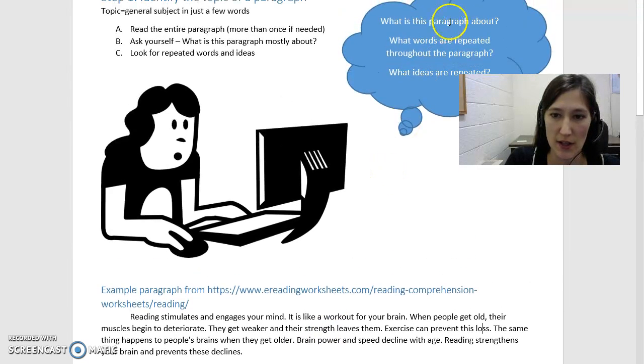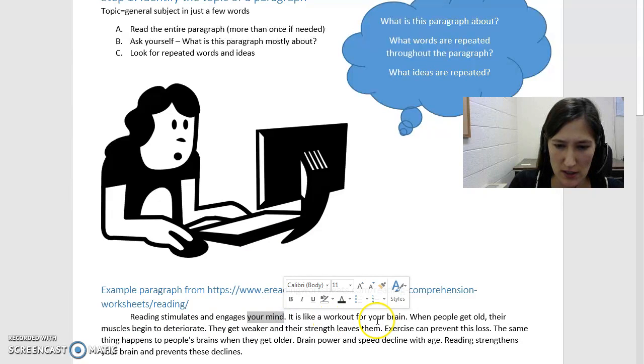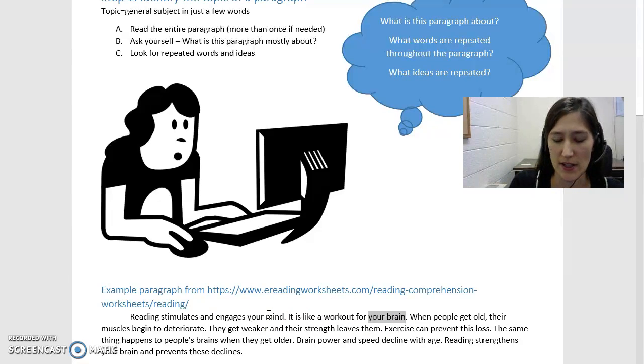Okay, so let's go through our thought process. What is this paragraph about? It's about reading. Is it just about reading? Let's think, what words are repeated? What ideas are repeated? So reading, your mind, your brain, well, your brain and your mind, it's really the same thing. So that's a repeated idea. Muscles become weak. Exercise prevents this. Same thing happens to your brain.